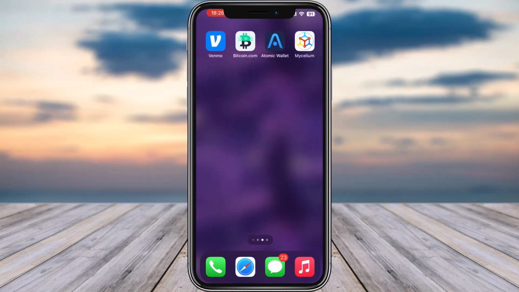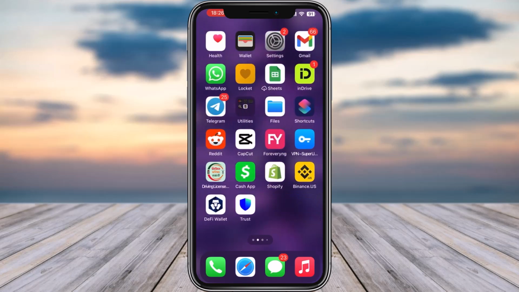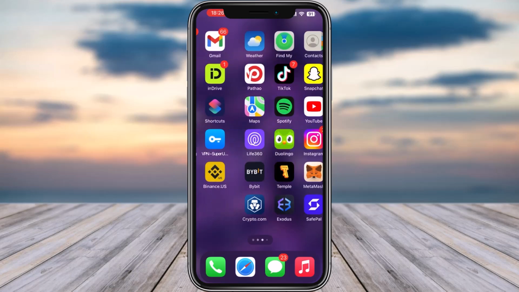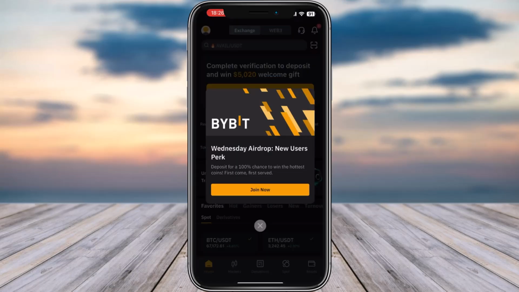Let's get started. For that, you simply have to make sure that you follow the steps carefully. The first step is to install the ByBit app on your phone. Once you have done that successfully, go ahead, open it up and log in as well.